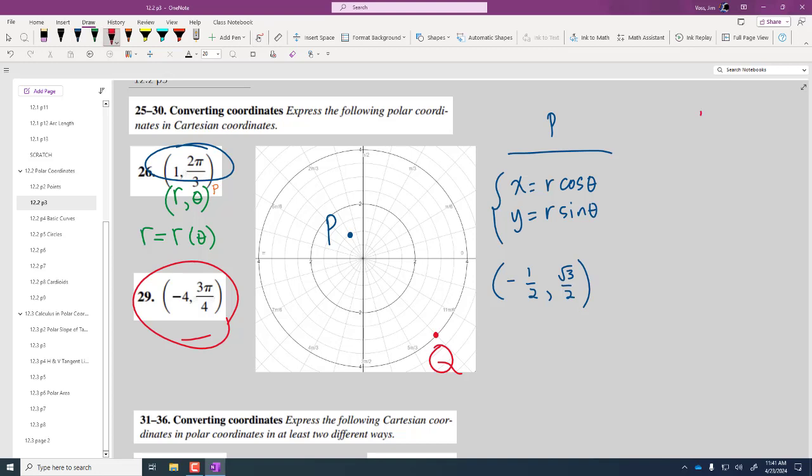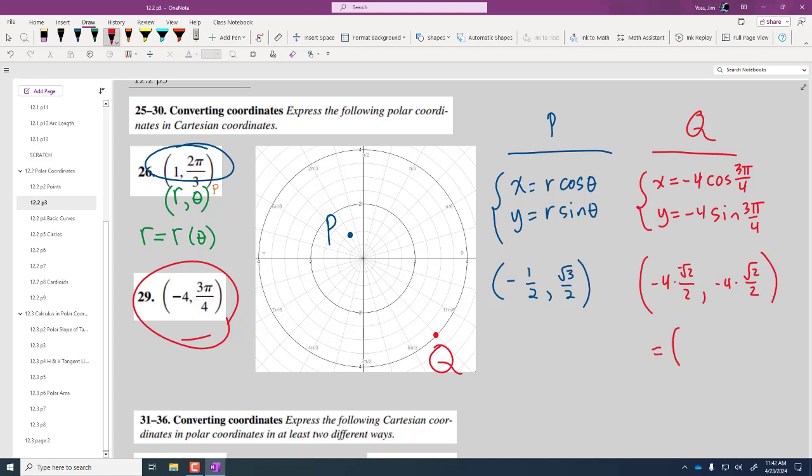If we go to Q, same idea. We're going to do r cosine theta and r sine theta. Looking down here, r is -4. Let's write this one out in more detail. x is -4 multiplied by cosine of 3 pi over 4, and y is -4 multiplied by sine of 3 pi over 4. Cosine of 3 pi over 4 is -√2 over 2. Everyone agree? So -√2 over 2 multiplied by -4. And sine of 3 pi over 4 is positive √2 over 2, multiplied by -4. When we simplify the algebra, we get 2√2 and -2√2. That's this point Q down in quadrant 4, positive x, negative y.